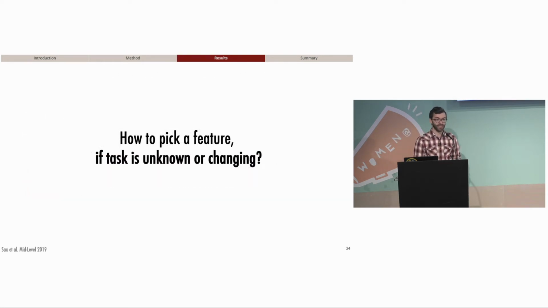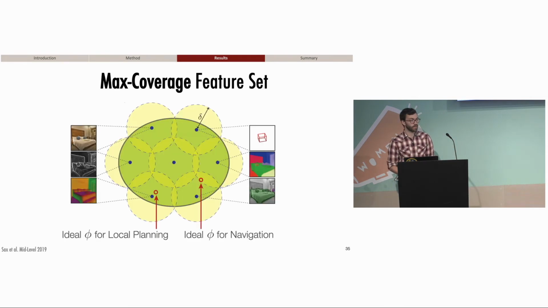So that's great. If you know your task, you just pick a feature, and pretty reliably it will work for you. But what do you do if the task is unknown or changing? We propose that a set of features could provide more general perception, and we propose a specific example of this set, computationally deriving it to improve worst-case performance.